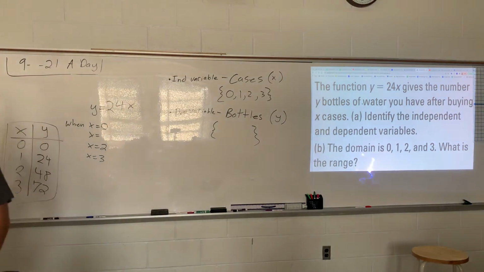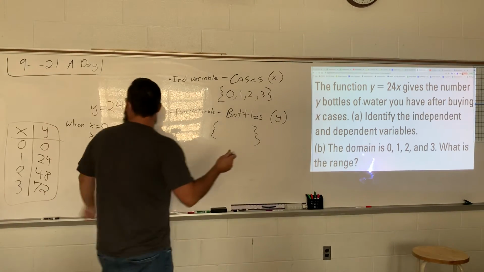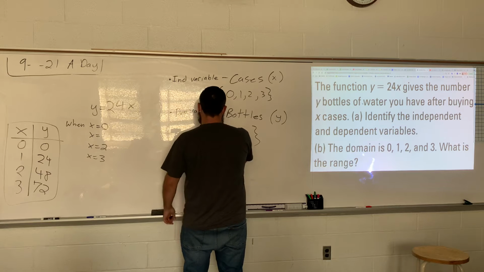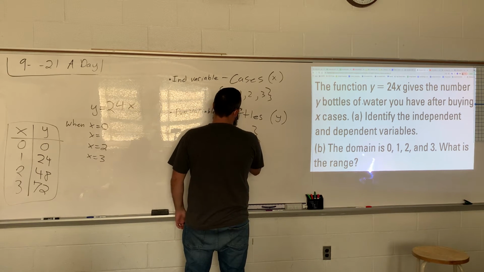So I want you to pay attention. In the last table, gulps were going up, and the juice was going down. So they were working in opposite directions. One was going up, the other was going down, right? In this one, cases go up, bottles go up. So they're actually both increasing. So they're not counteracting each other. Right? Okay, so our dependent is 0, 24, 48, 72.